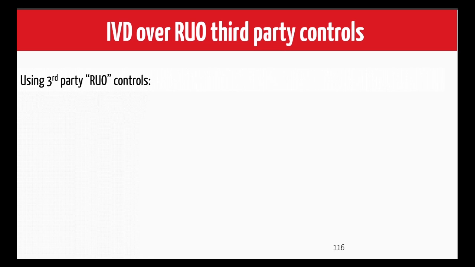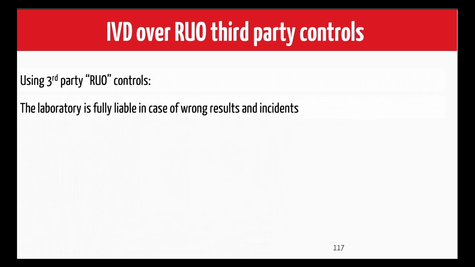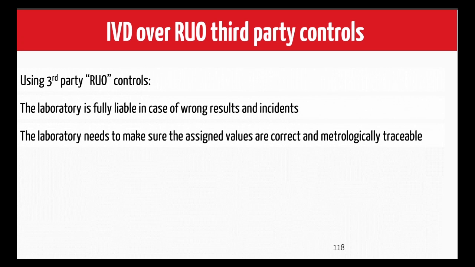So let's look at IVD over research use only third-party controls, what products you should use. So what happens using third-party research use only controls? In this case, the laboratory is fully liable in case of wrong results and in case of incidents. The laboratory needs to make sure that the assigned values to those controls are correct and metrologically traceable.